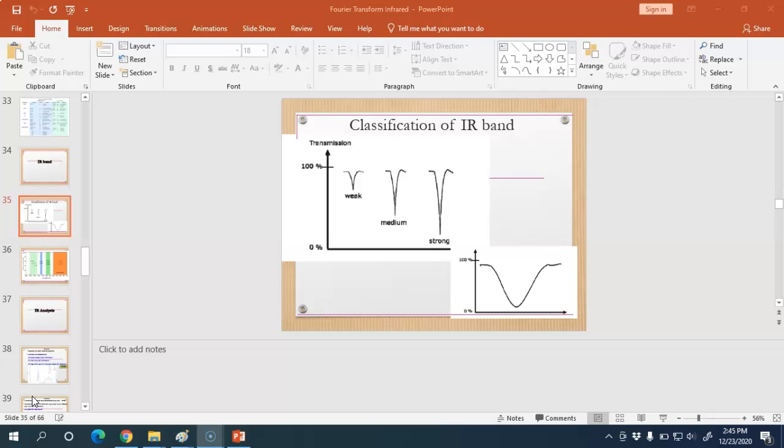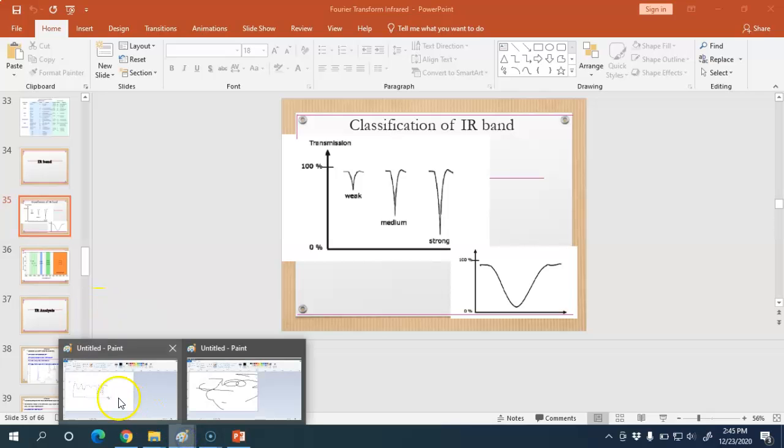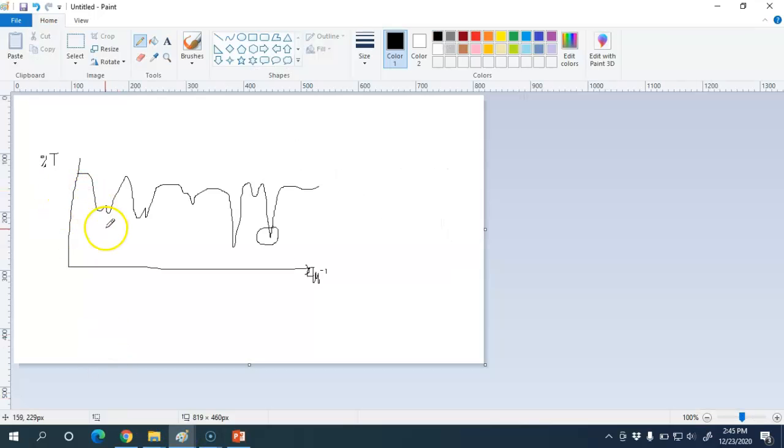Now we continue with the classification of IR bands. As we all know, the y-axis is percent transmitted, and we have several diagnostic regions. We have weak, medium, and strong, and also broad. Either broad, strong, sharp, weak, or medium. I want to show you my example of the functional group region.